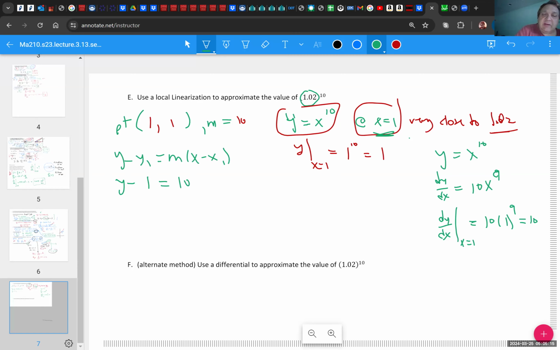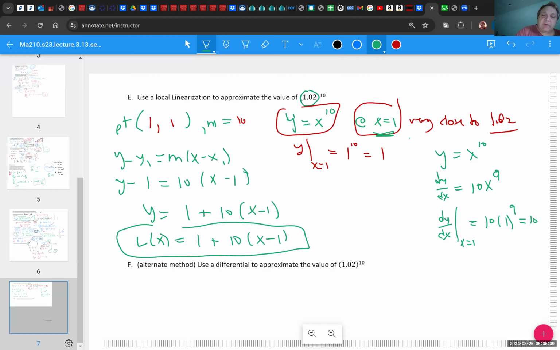The slope value is 10. The x value is also 1. So that's our tangent line. I'll move the 1 over to the right-hand side and put it in front, instead of at the end, which I normally do, just for people to see that it's the same thing. So that's my local linearization. I'm going to call this L(x) so that it's not confused with the original y function. This is the way we would typically write our local linearization at x equals 1.